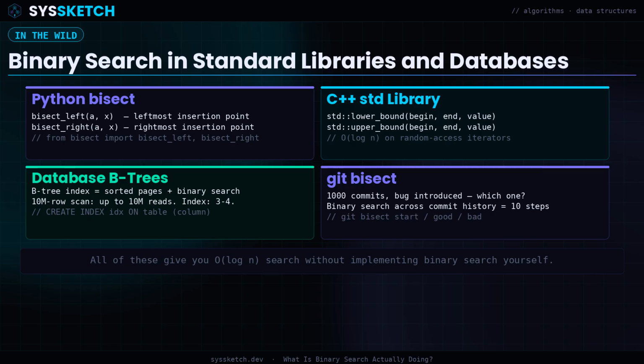Searching a table with 10 million rows via full scan can require 10 million disk reads in the worst case. Searching it via B-tree index typically requires 3 or 4. The difference in real-world query latency is often 2 to 3 orders of magnitude.